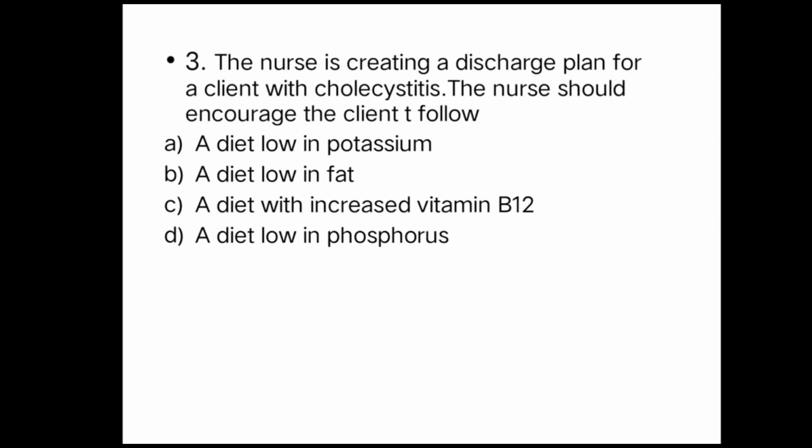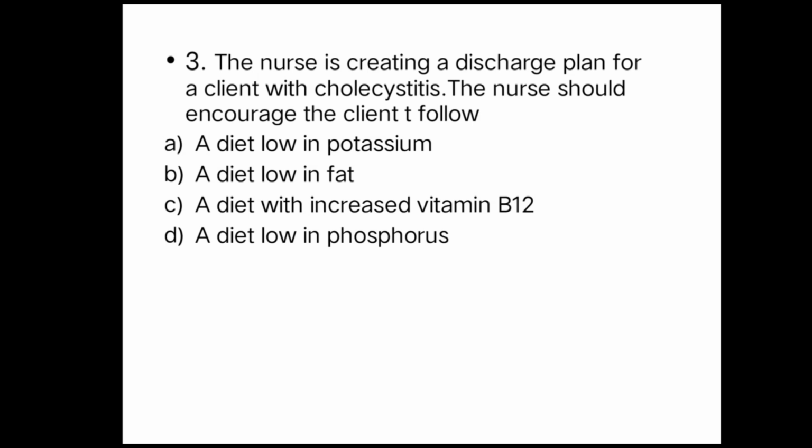First option is a diet low in potassium. Option B, a diet low in fat. Option C, a diet with increased vitamin B12. And option D, a diet low in phosphorus. When we see the options, it is very clear that option A and option D, a diet low in potassium and a diet low in phosphorus, are recommended for a patient who has a renal disorder. For renal patients we will give health education to have a diet specifically low in phosphorus and potassium.